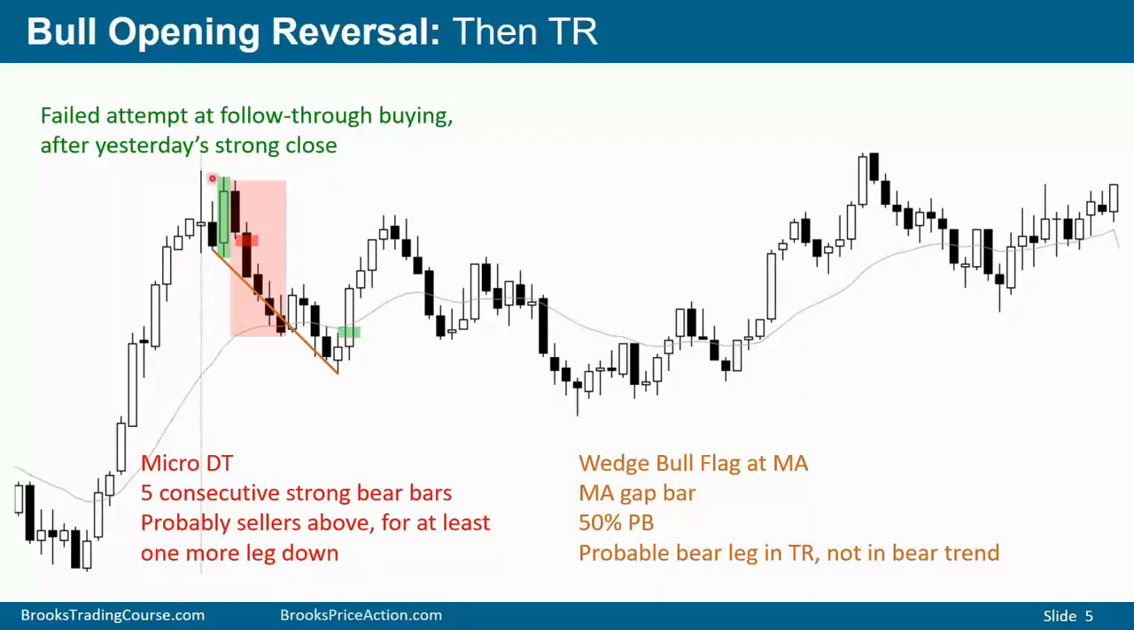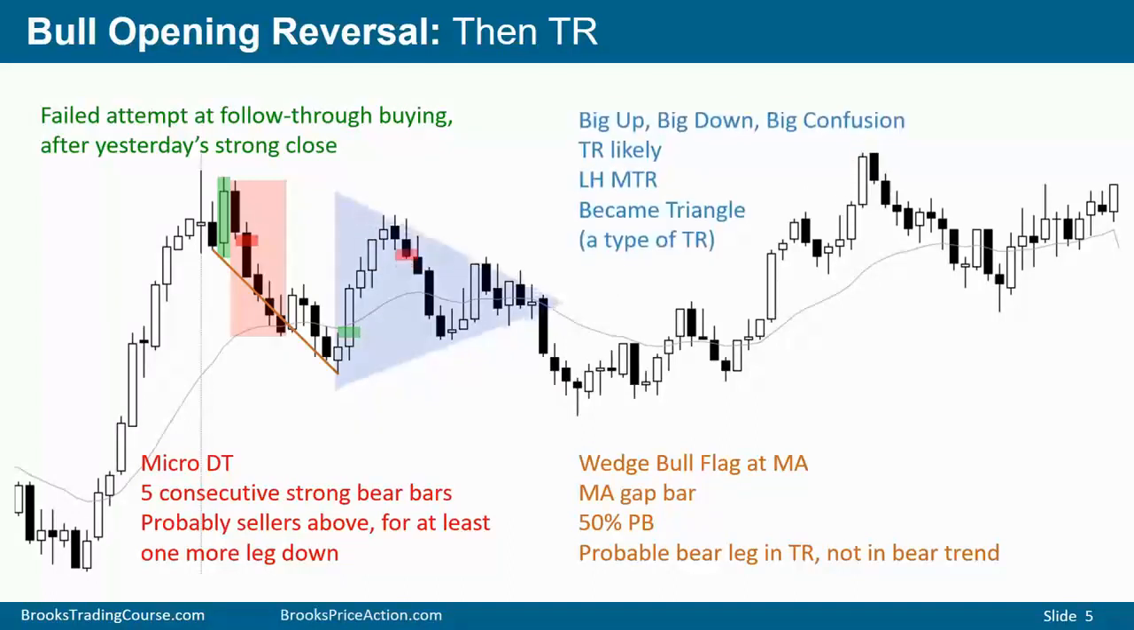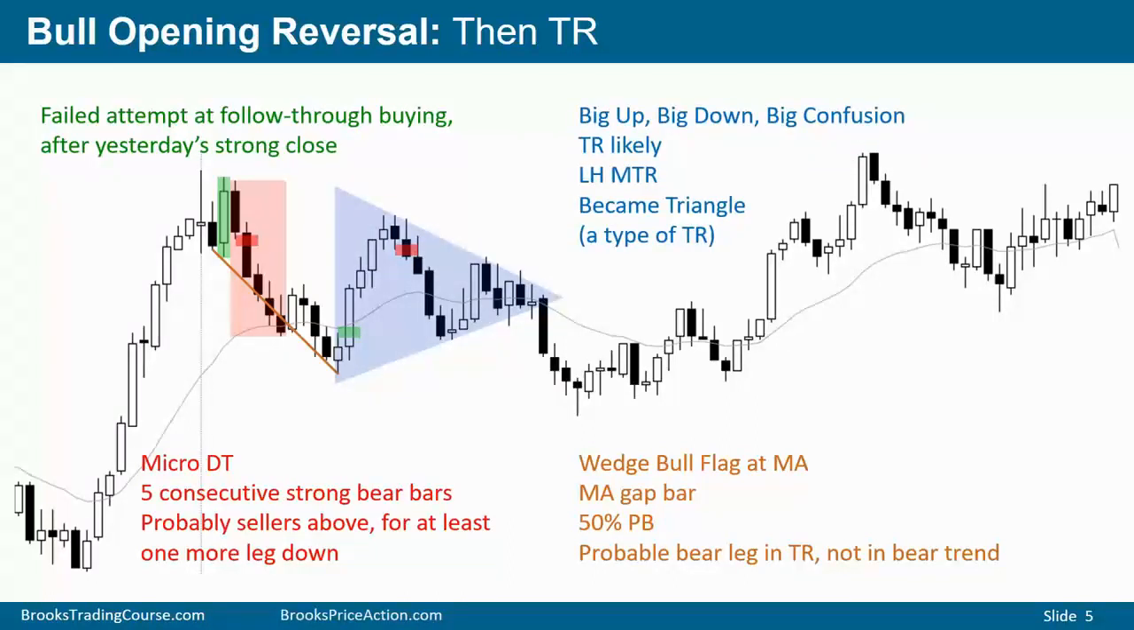So we have a big move up, a big move down, another big move up, another big move down, big up, big down, big confusion. Big confusion means traders do not believe the market's going to go down very far. They also do not believe it's going to go up very far. So they're going to exit quickly, and that results in the formation of a trading range. And a triangle is a type of trading range.